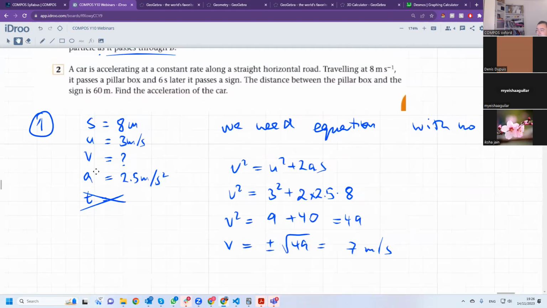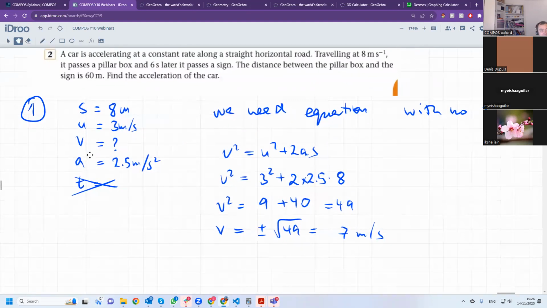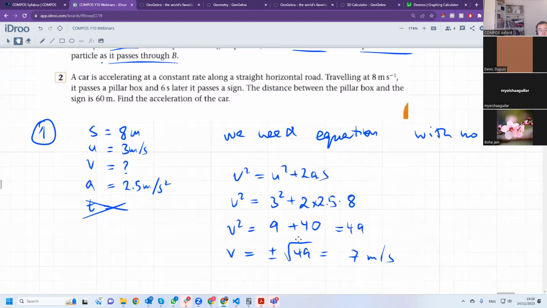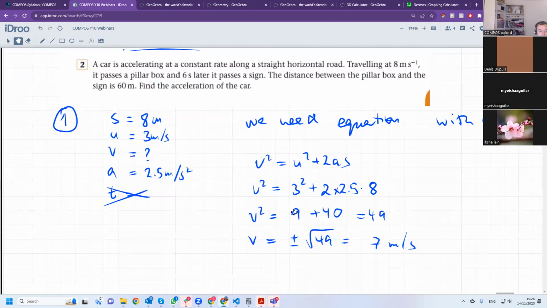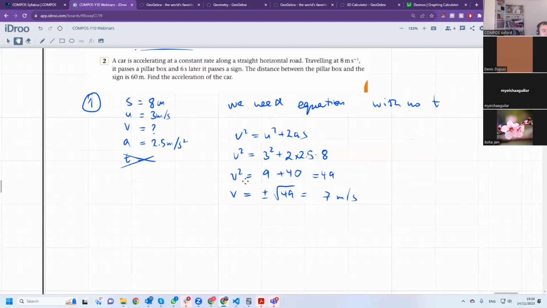So this is how you use Suvat. You write them out, you decide which equation you are using, and then you just solve for the unknown value. So I'm just going to do another one really quickly. Question 2, Suvat.